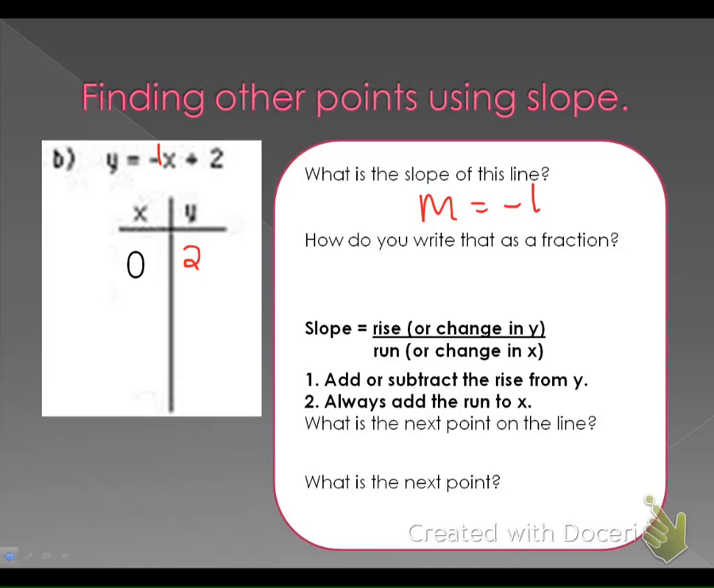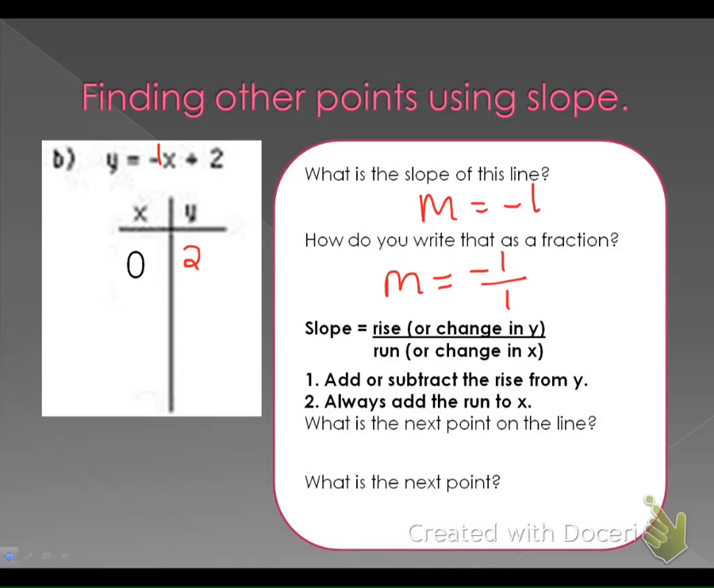Slope is represented often as a fraction, because remember it's the rise over the run. So how can you take a whole number and write it as a fraction? Slope is equal to negative 1 over 1. You just simply put a 1 under it. So if your slope is ever a whole number, just simply put a 1 under it so that you can figure out your next points on the graph.